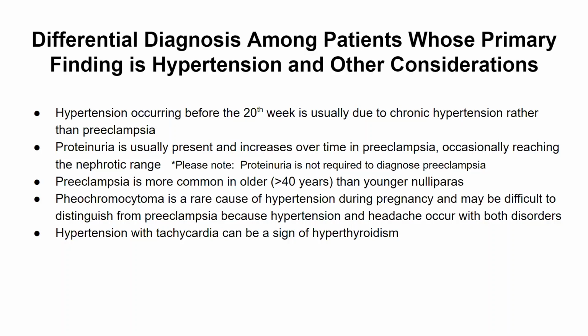and it can be difficult to distinguish whether it is preeclampsia or not, because when the patient develops this tumor, they start developing hypertension and a headache, right? So is it the tumor or is it preeclampsia? It can be kind of tricky to differentiate between that tumor or hypertensive disease. And then hypertension with tachycardia can be a sign of hyperthyroidism as well. So assessment for that too is pertinent.